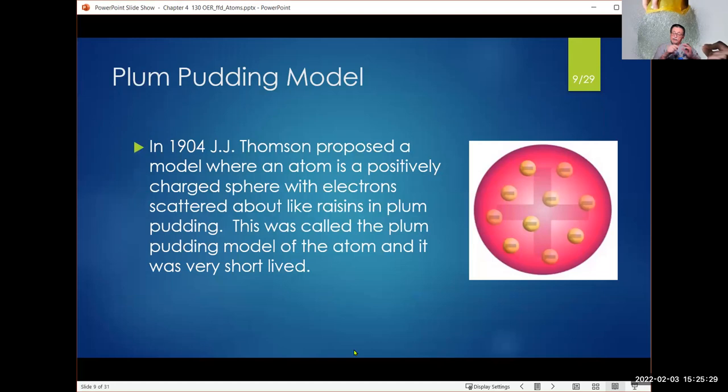So what JJ proposed, in 1904, so we're getting into the 1900s, he proposed that the atom basically had some positive charge in the center. And then around someplace somewhere, we had these electrons, okay? We called it the plum pudding model. That was the best model at the time, given the data and the information we had.